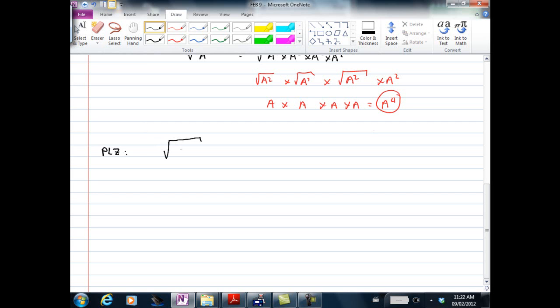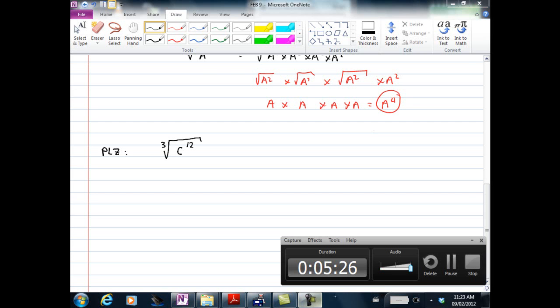This will be the square root of C to the power of 12. I'm just thinking in my head right now. Wow. Wow. I'm going to pause it right here.